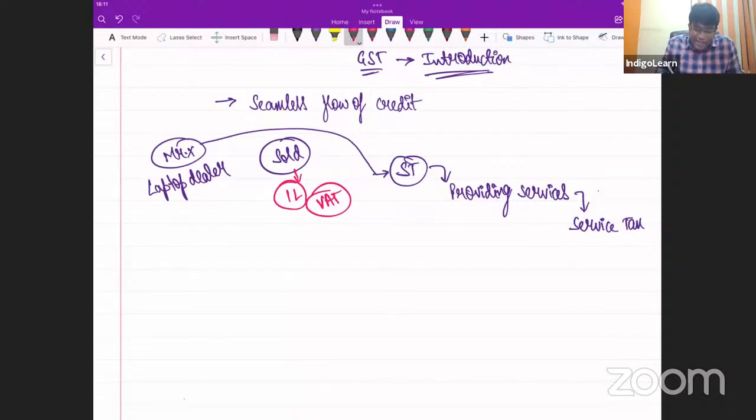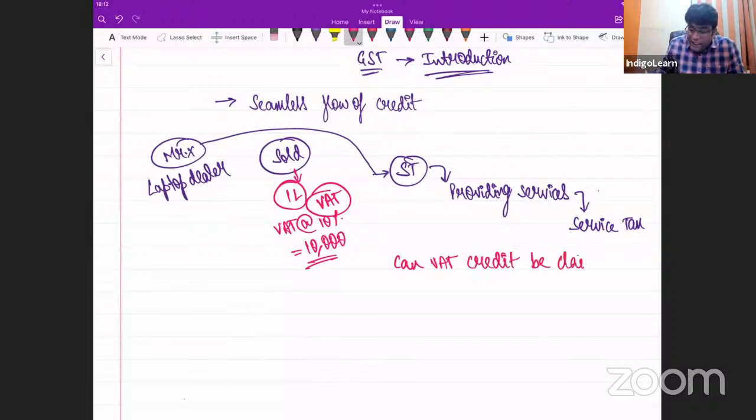So on this 1 lakh, let's imagine the VAT rate is 10%, which is 10,000. The basic fundamental concept we know is that any tax paid on purchase can be claimed as input tax credit, and we can use it for set off while paying output tax.